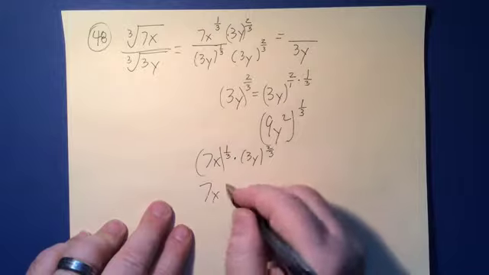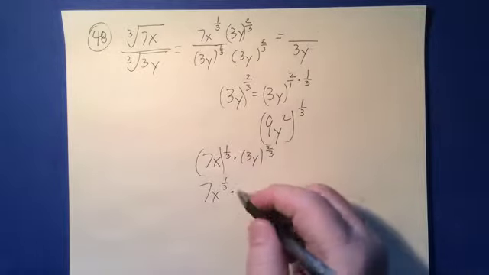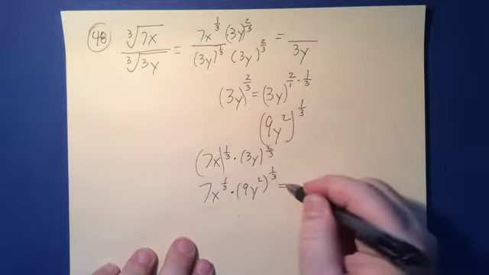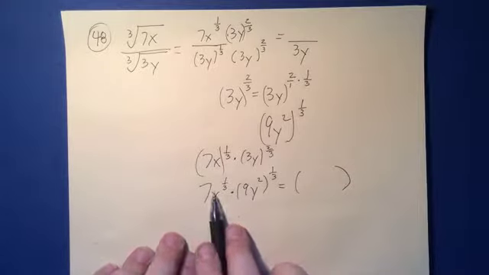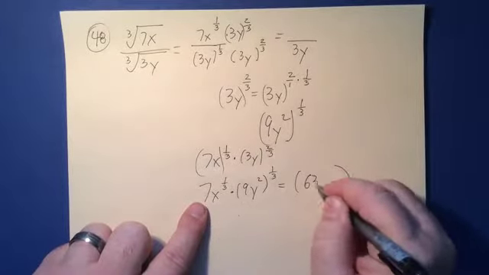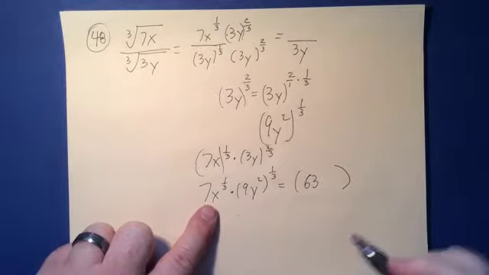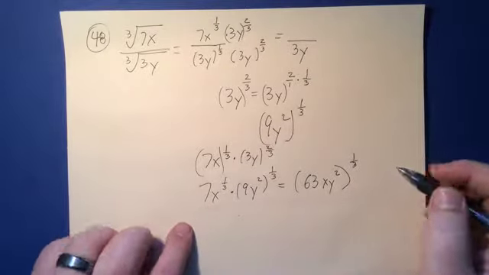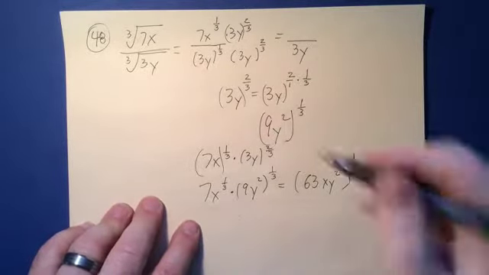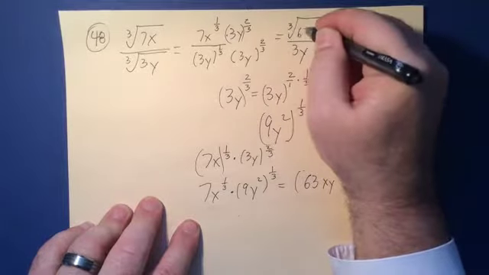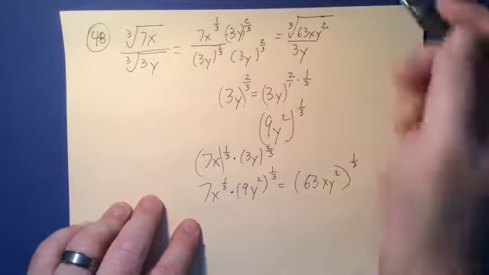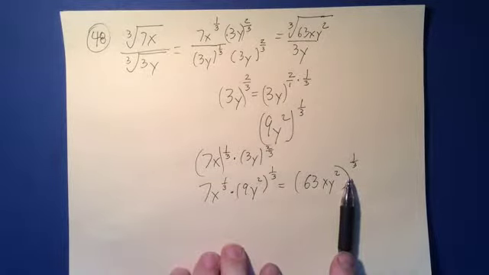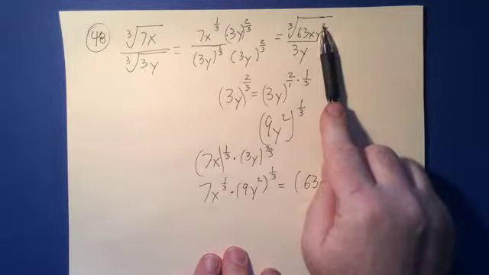So now I'm going to have 7x to the 1/3 times 9y squared to the 1/3. And now I can get a new product that's going to be raised to the 1/3. 7 times 9, 63, x y squared. And this is all going to be to the 1/3. Which I can now express going up here as the cube root of 63xy squared. So what I'm doing now is I'm just taking this as a fractional exponent or rational exponent and putting it now in radical form.